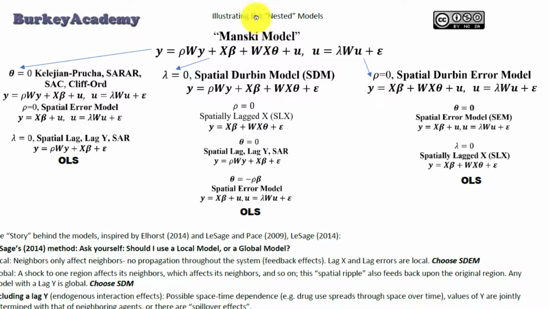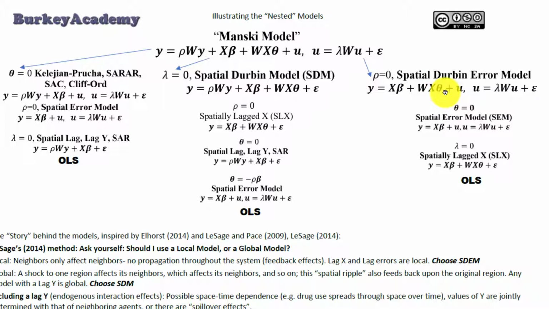So if you started with the Manski or the Spatial Durbin model, the Spatial Durbin has lagged y's and lagged x's, then you can simplify that Spatial Durbin model into an SLX, a spatially lagged y, or the spatial error model, or OLS. And similarly, if you start with a Spatial Durbin Error model, the Durbin Error model does not have the lagged y, so you can simplify that into either the spatial error or the spatially lagged x or OLS. So the Spatial Durbin Error model does not have lagged y's.